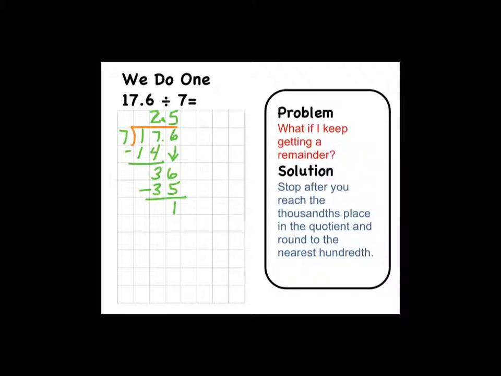Now, here's where typically I would extend my problem. I'm going to add a 0 and I'm going to bring it down, so it's going to give me 10. So I'm just going to continue to solve. So 10 divided by 7, I can get one group of 7 out of 10.